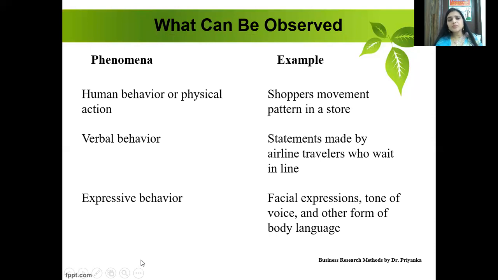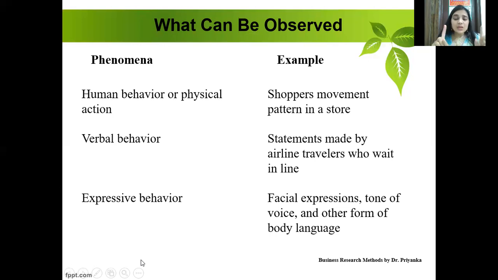When we observe human behavior or physical action, you can mention this as an example: shoppers' movement pattern in a store, like how they move from the kids section to the male section and then to female, or from the general section to the kids section, or they go to the grocery store first and then move to the kids section, or maybe from the general section to the male and female section. Like that you can observe how most people behave.